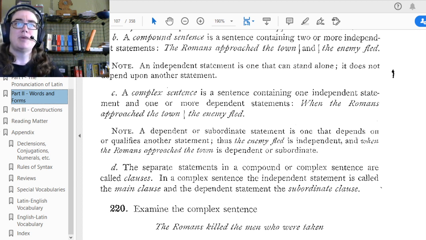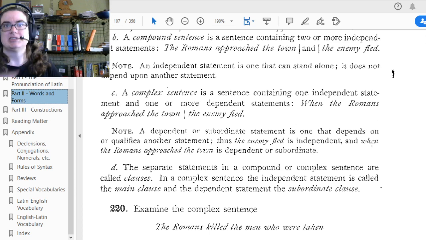So here, a dependent or subordinate statement is one that depends on or qualifies another statement. The enemy fled is independent. When the Romans approached the town is dependent. Because if you have that when, it cannot stand on its own. When is a subordinating word. And this is one of my pet peeves when I help people with their writing. They'll put when the Romans approached the town, period. No, if it has when, it cannot stand on its own.